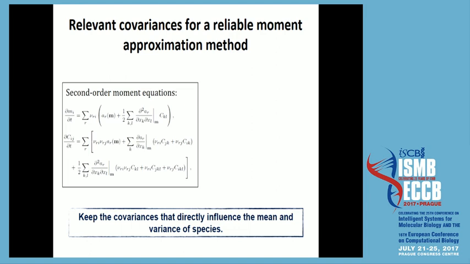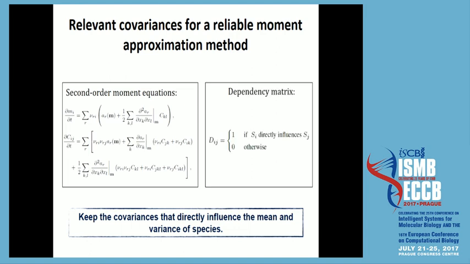And what does that mean? So we start by looking at the second-order moment equations, the full second-order moment equations as described here. We look at only the ODEs for the means and for the variances, meaning for cases where i and j are equal. And then we see which covariances show up in those equations. Based on that, we define a dependency matrix in which the ijth element is 1 if the species i is involved in the temporal evolution of the mean and variance of species j, and is 0 otherwise.